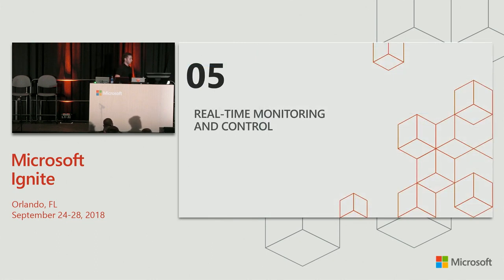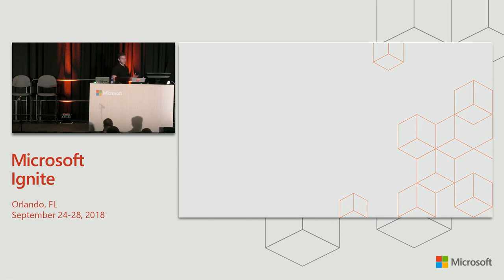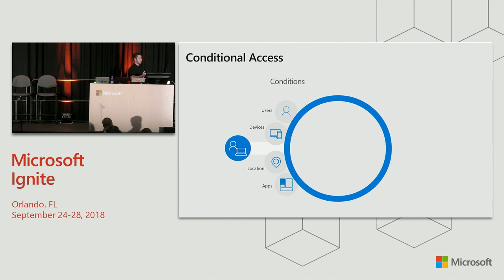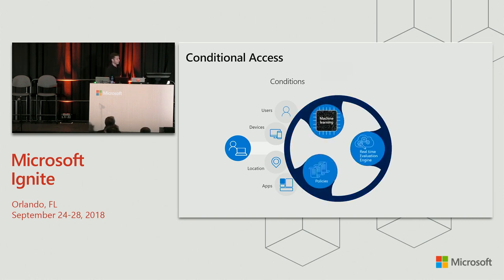So after we talked about information protection, the next thing that I want to dive deeper into is the real-time monitoring and control. You're probably all familiar with the conditional access concept of Azure AD. You get a session from a user. You're looking at all of the different conditions. You're looking at who is the user, what device is it coming from, is the device managed or unmanaged, is the device compliant or non-compliant. We're looking at the location. Which location does the session come from? And we're looking at the application. What is the specific application that this user is trying to access?